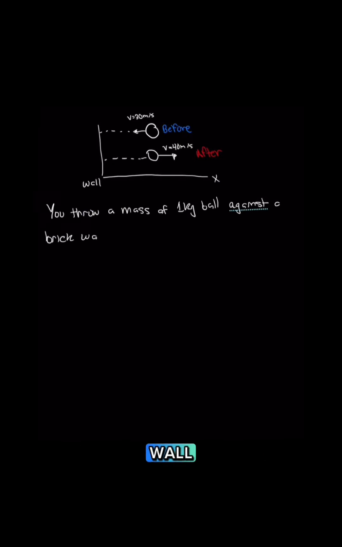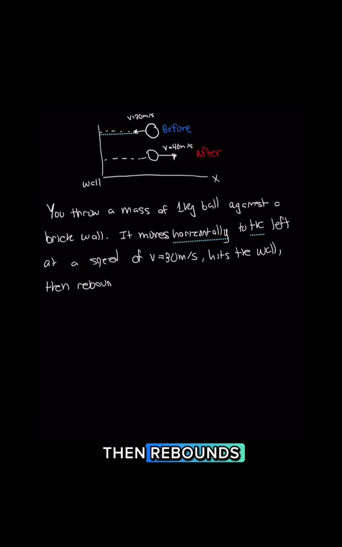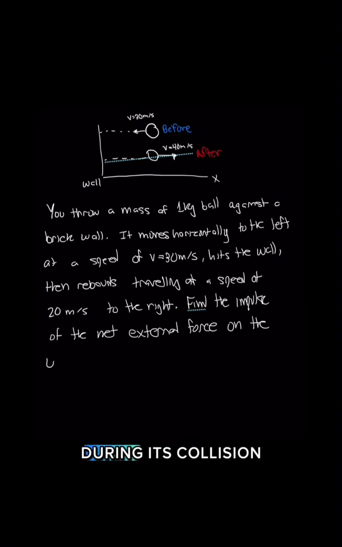Alright, so let's say you're given this diagram here, and the question says, you throw a massive 1 kilogram ball against a brick wall. It moves horizontally to the left at a speed of v equals 30 meters per second, hits the wall, and then rebounds traveling at a speed of 20 meters per second to the right. Find the impulse of the net external force on the ball during its collision with the wall.